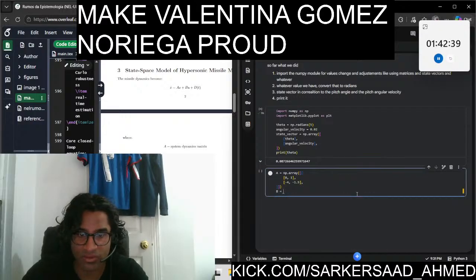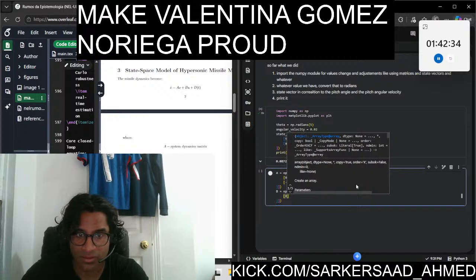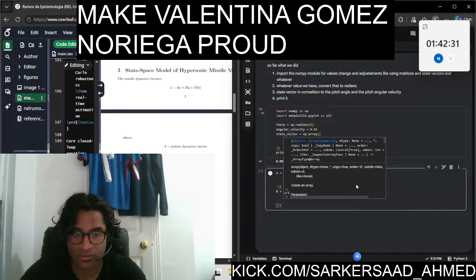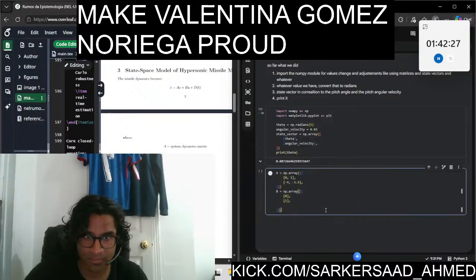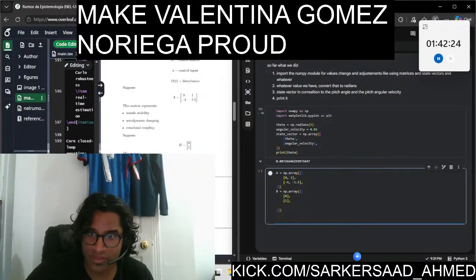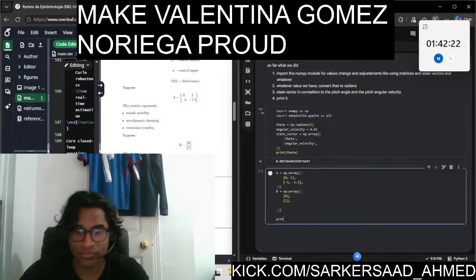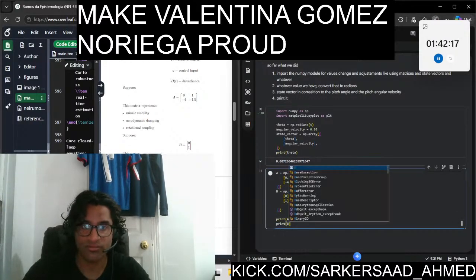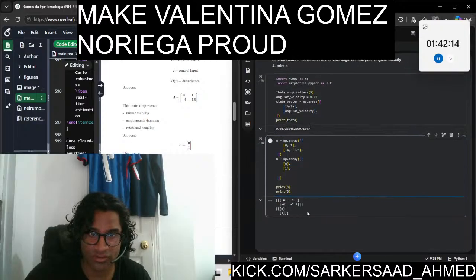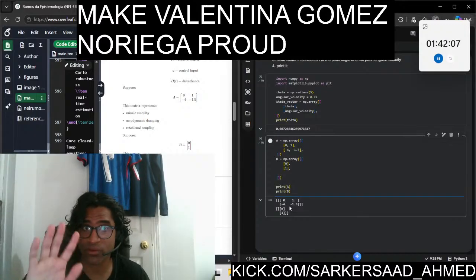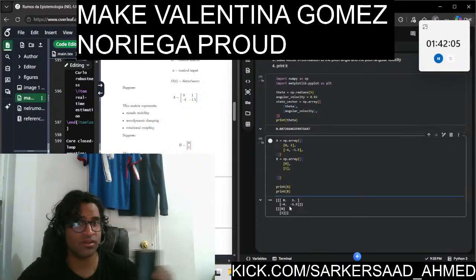And B will be np.array 0, 1. So this means that if I were to print A and print B, then obviously I'm going to get 0, 1, minus 4, minus 1.5, and I'm going to get 0, 1. So, good thing to learn about these NumPy modules.